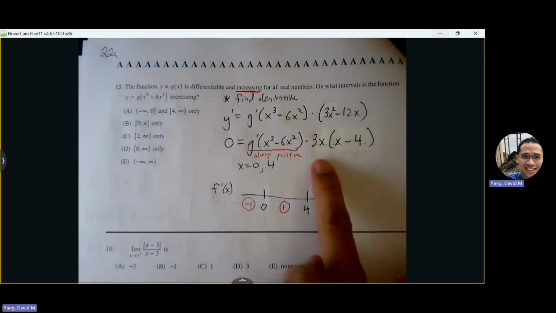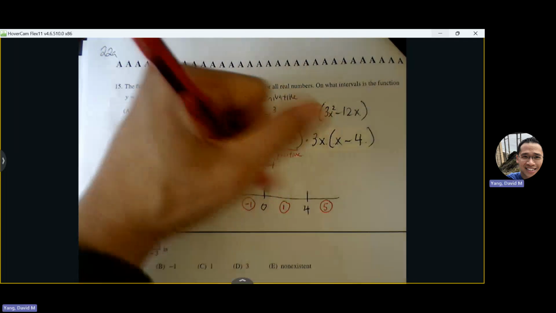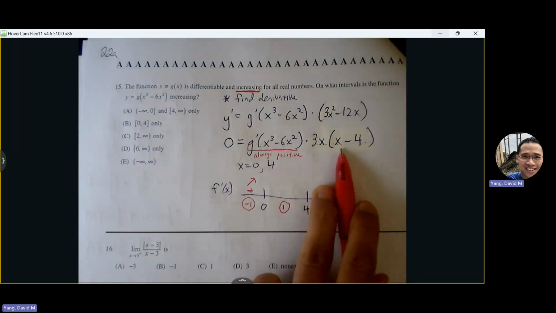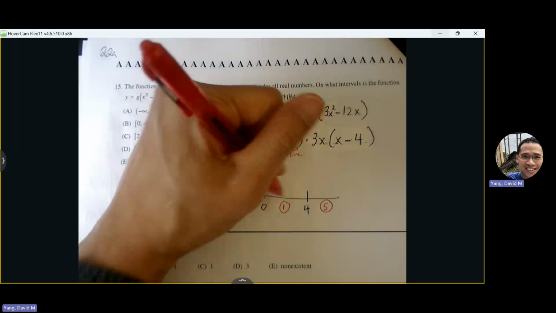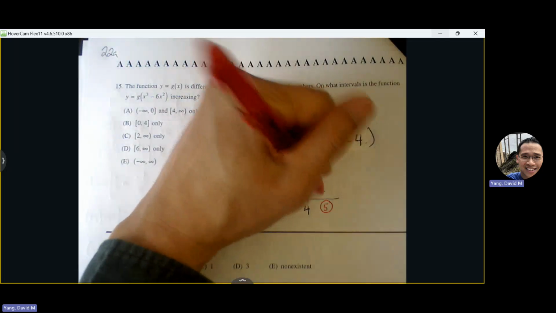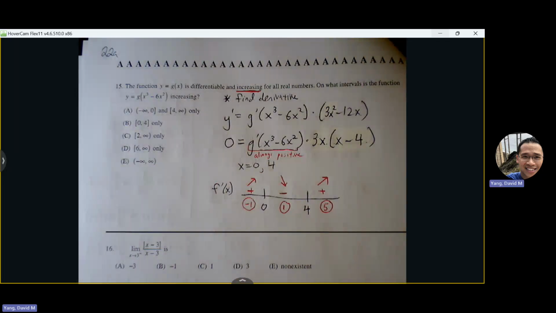Plug -1 in for x, so negative times negative is positive. Increasing. Plug 1 in, positive times negative is negative. Decreasing. Plug 5 in, positive times positive is positive, increasing. So increasing would be in this interval here, from -infinity to 0, and then from 4 to infinity. Answer choice A.